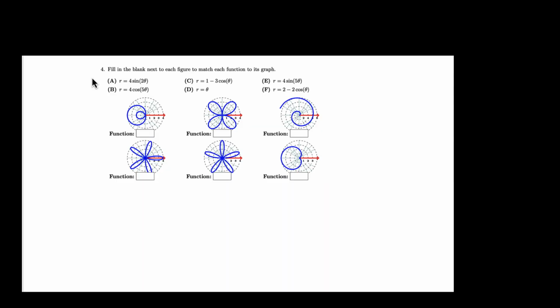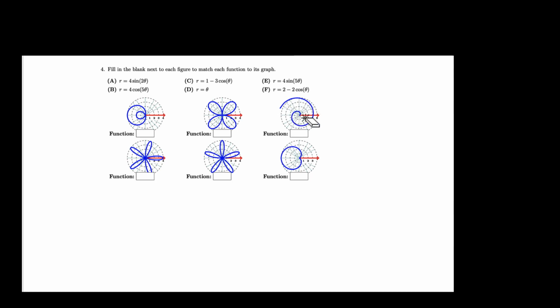In this problem, we try to match a few graphs of the polar functions to the rule of the function, basically. So I'm looking at this overall, and I see this spiral right over here. The spiral is something that I'm familiar with. Here, as theta increases, you can tell that the radii are increasing as theta gets bigger and bigger, and theta can get bigger than 2 pi and goes on and on and on, basically.